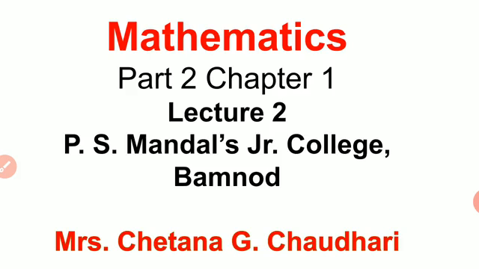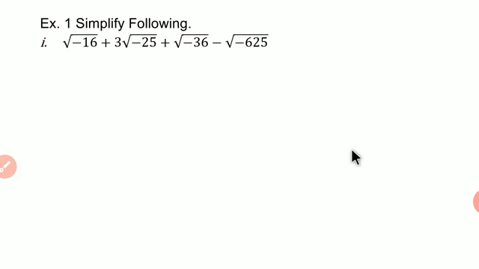Now, in this lecture, we solve some examples from that topic. So, we solve some examples from our exercise number 1.1. So, see the first example. The common instruction for the first example is simplify the following. The first example is square root of minus 16 plus 3 into square root of minus 25 plus square root of minus 36 minus square root of minus 625.